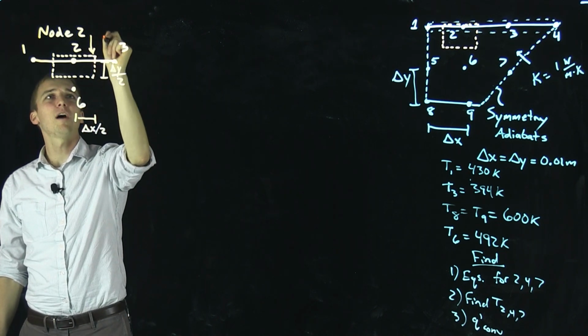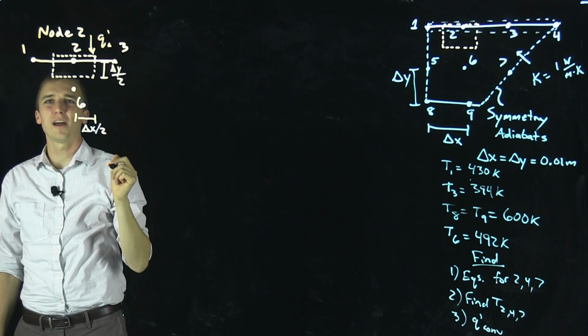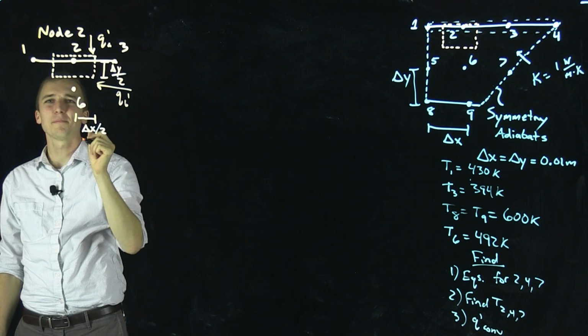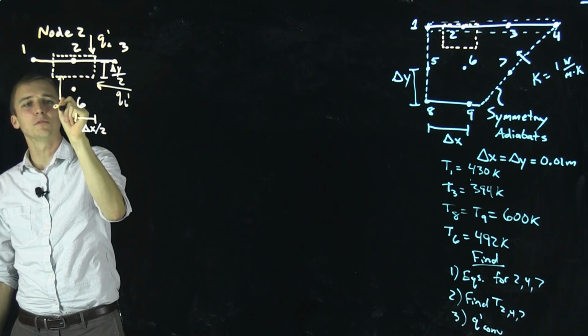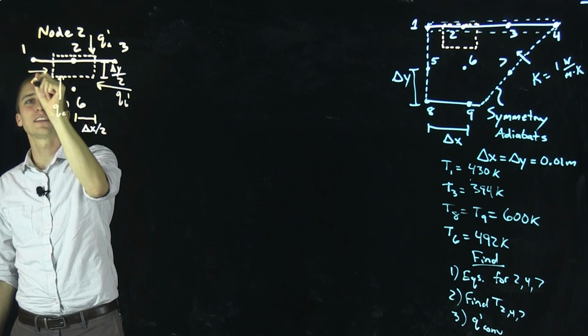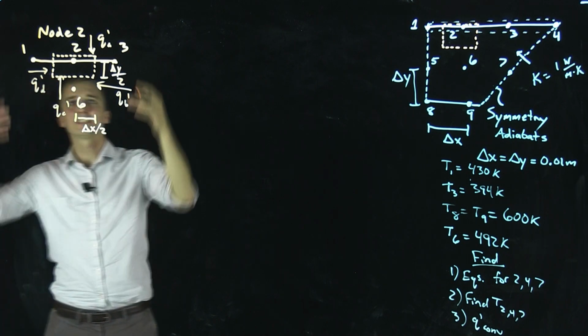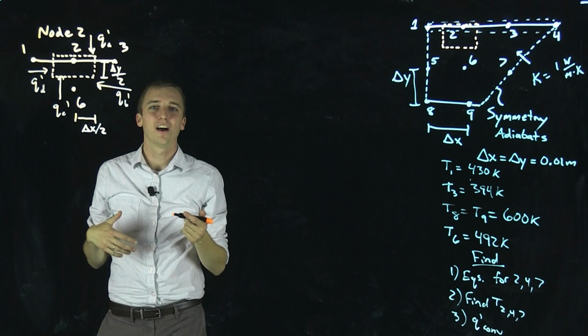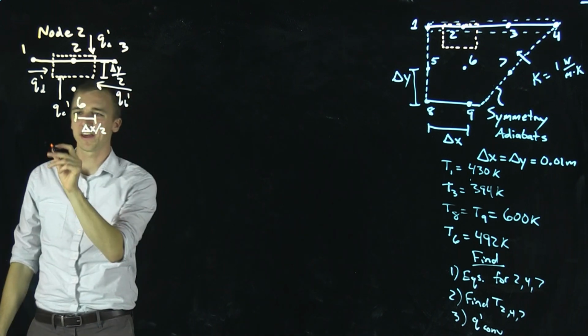Coming in from the top, we'll call QA prime. From the right, we will call QB prime. From the bottom, QC prime, and from the right, QD prime. Remember, we just define all heat transfers coming in. Obviously, that's not how it is, but the signs will work out as we do the math.